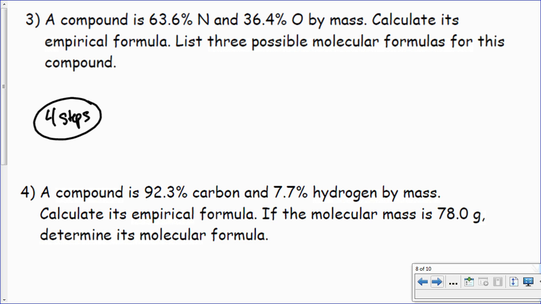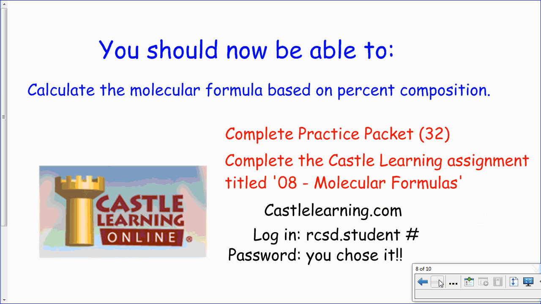Number 4 here. This is a classic by-the-book example of the guided practice that I just walked you through. So go ahead and do this one step by step. Of course, you're going to need a calculator and periodic table in order to do this stuff. Let's check it out here. So calculate the molecular formula based on a percent composition. Working backwards, figure out the molecular formula. It's challenging, multiple step problems, but they're going to be good for you if you can work through it.